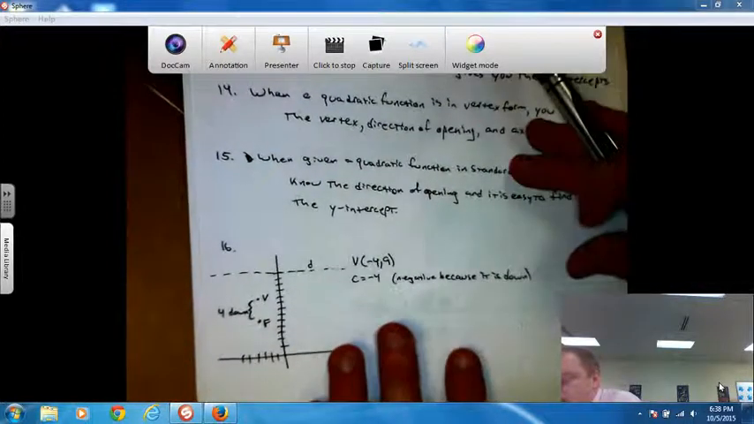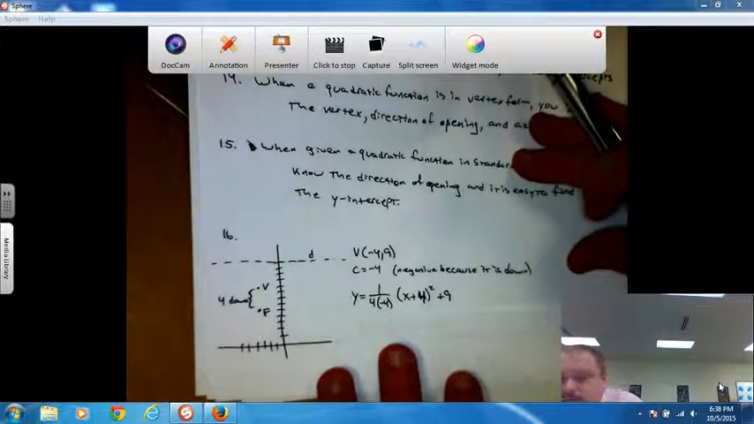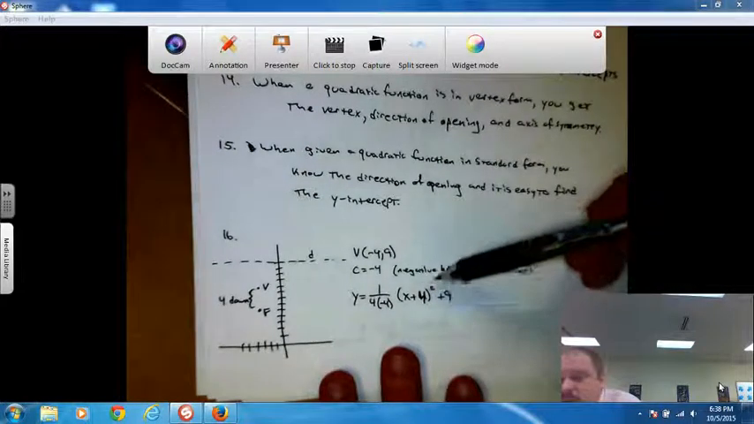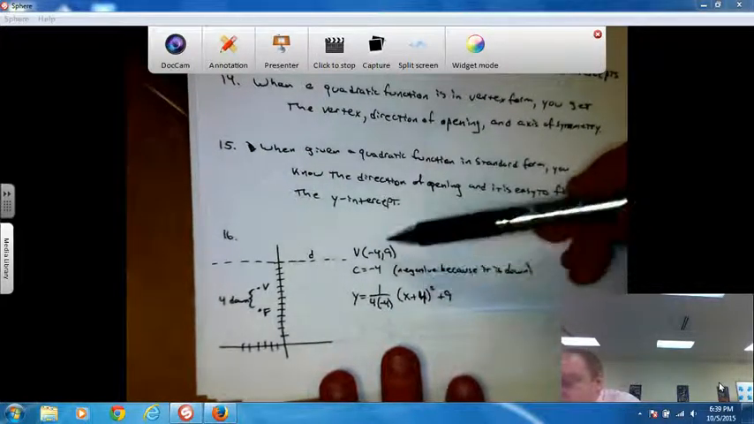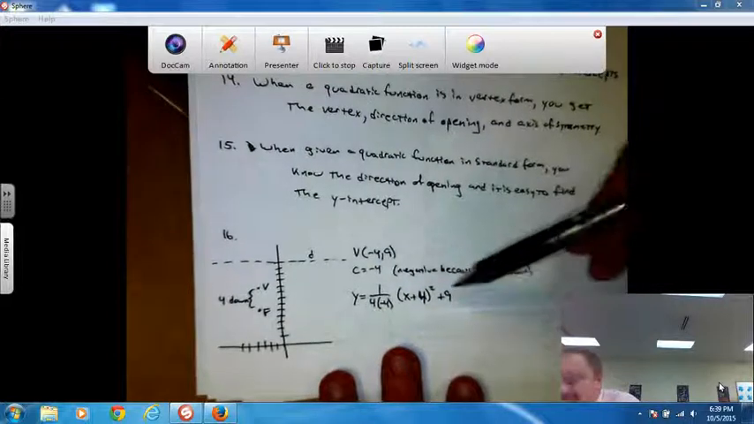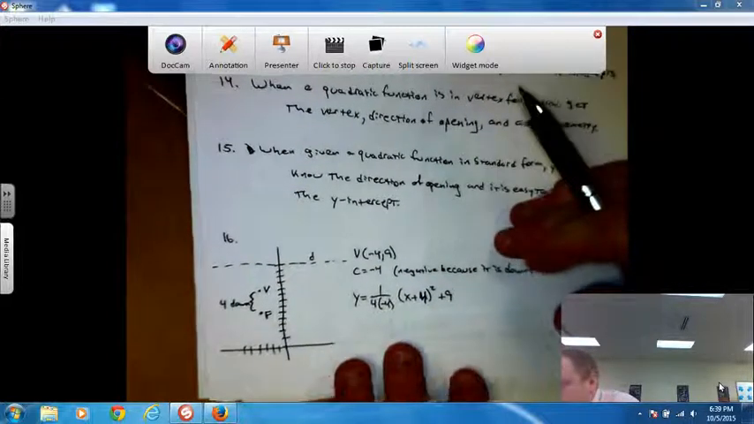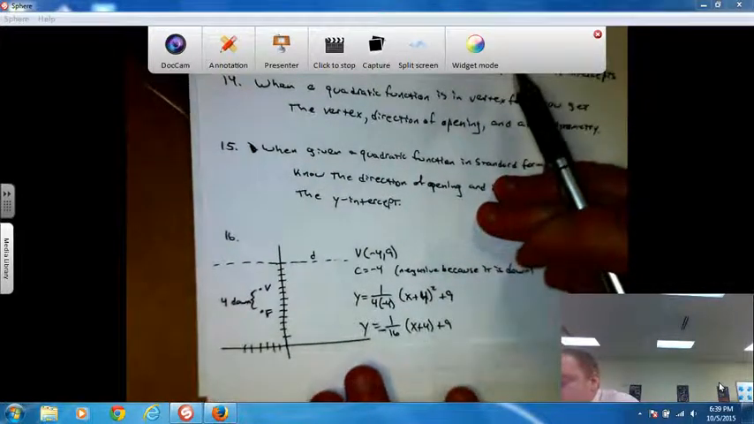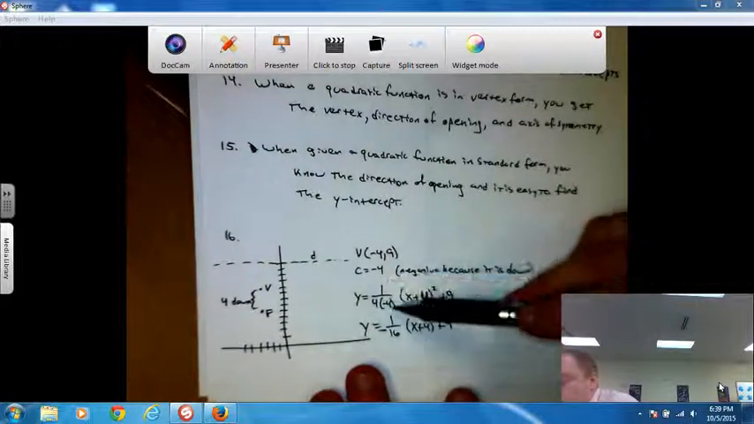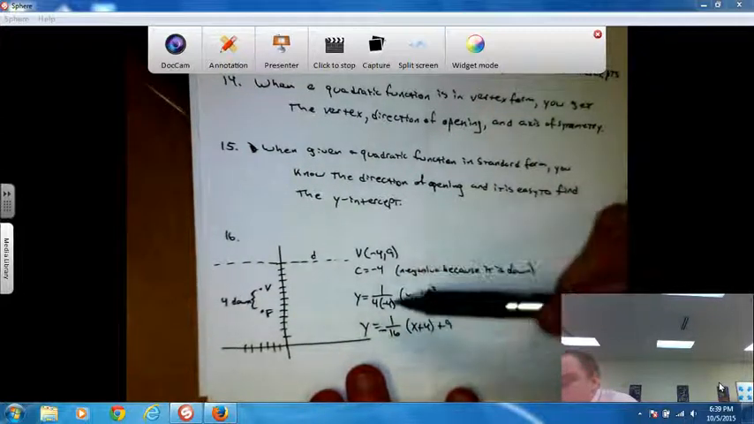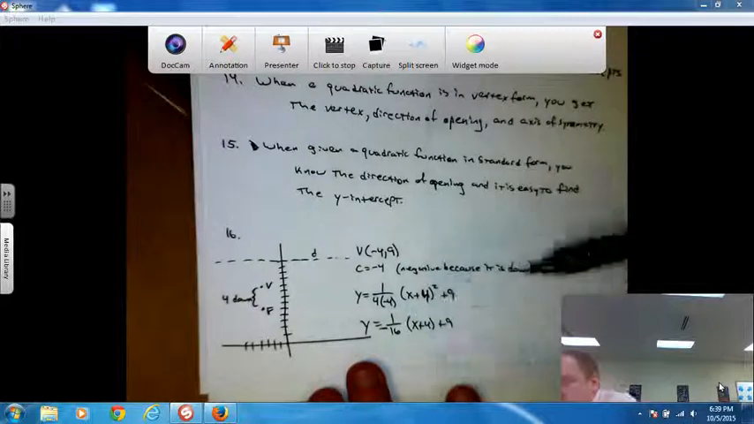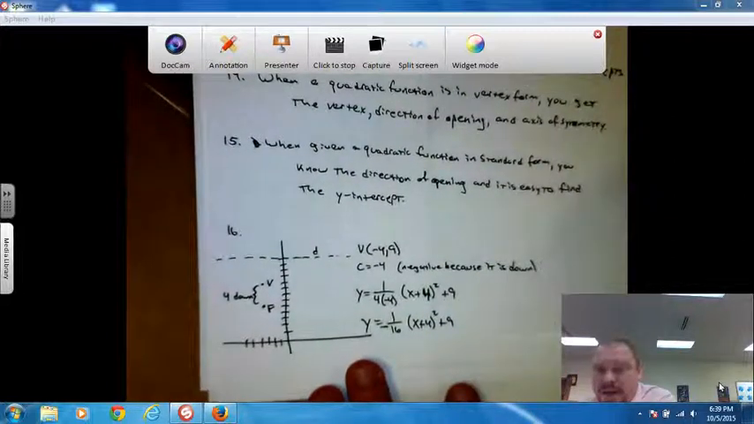So therefore, when I plug it in, it looks like this. 1 over 4 times negative 4, then times x plus 4 squared. Remember, this is the x-coordinate, so it's the opposite of the sign, then plus 9. So then I just cleaned it up a little bit. I did 4 times negative 4, and that gave me y equals negative 1 over 16, or negative 1/16. That negative sign kind of blends in with the equals. And then x plus 4 squared plus 9. That's number 16.